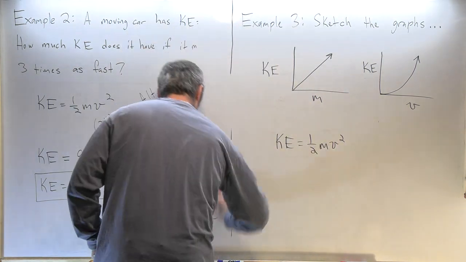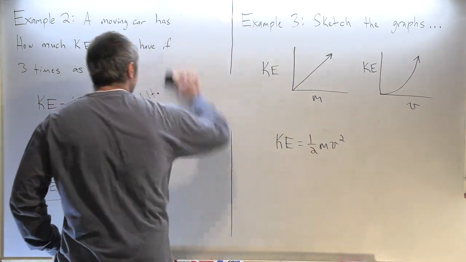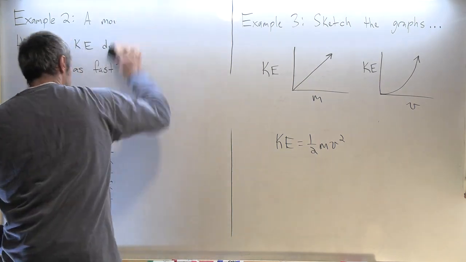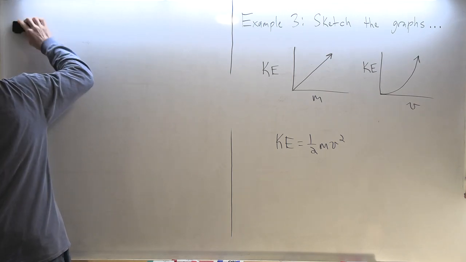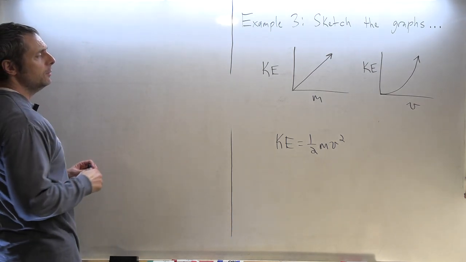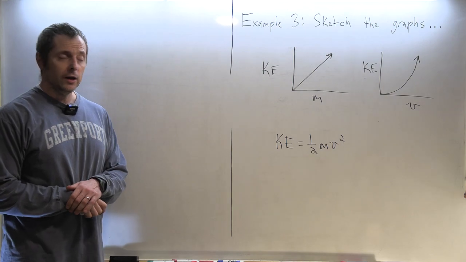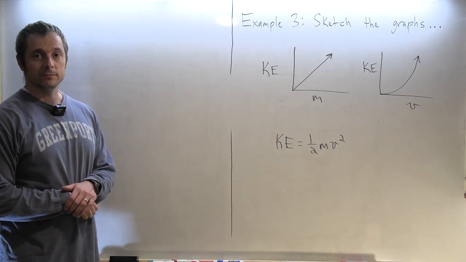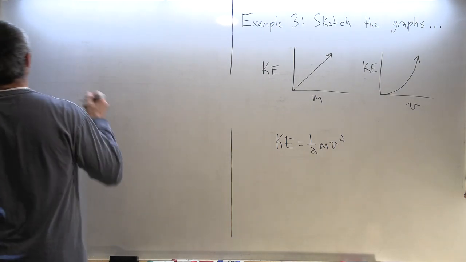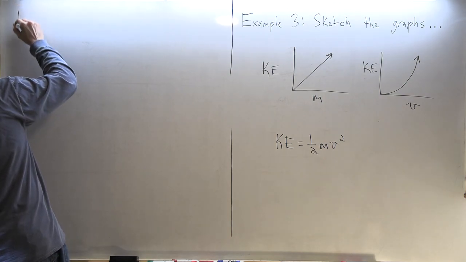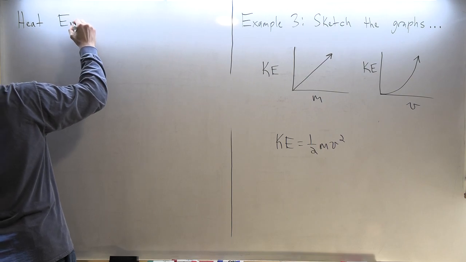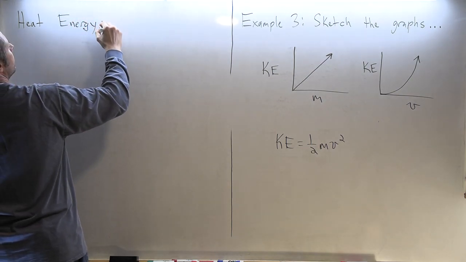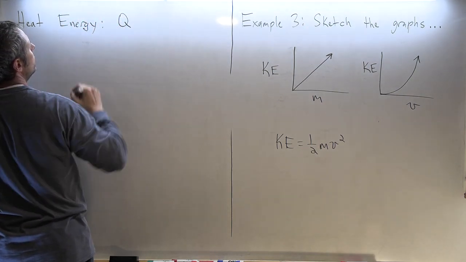All right, so let's go do the final energy for today. Okay, if you need a moment, I'll create a pause in case you need a moment to catch up. Okay, last energy. Heat energy. The symbol we're going to use is Q for heat energy.